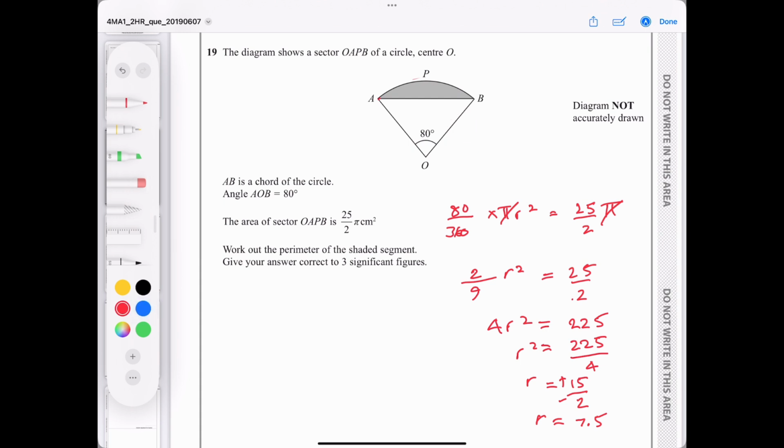Okay, so now we can pop that there. Let's pop it in blue, 7.5. And I'll do a little German 7, or maybe it's a European 7. Anyway, it's not very beautifully done.